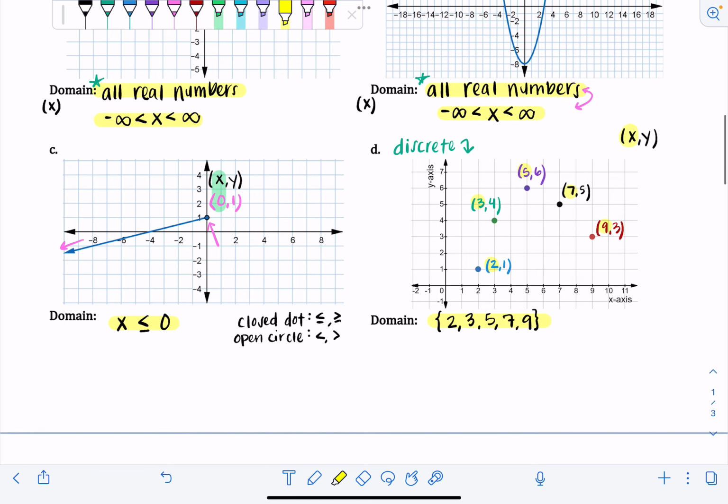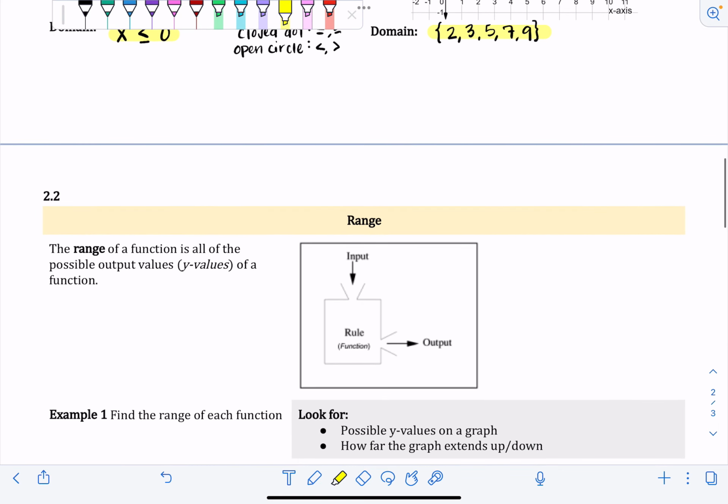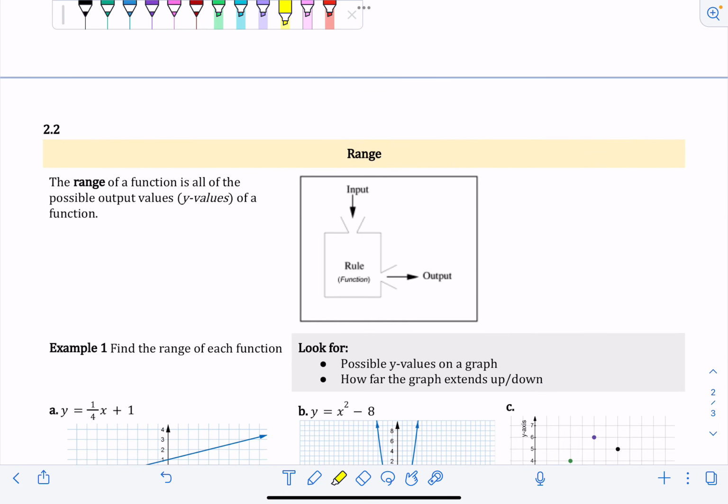Okay, so moving down to 2.2, we have our same little function picture up here where we had our input, the domain that we put inside the function or the machine. It goes inside the function, does its thing, and then spits out the output. The range, which is the title of 2.2, is the set of all possible output values or y values of a function. So that's the definition of range.